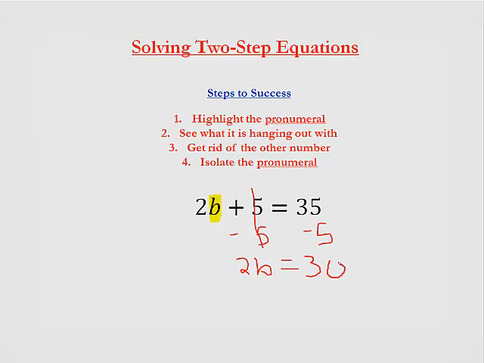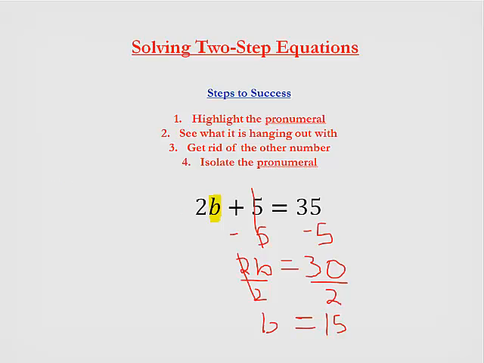Now b is being multiplied by 2. Inverse operations, divide by 2 on both sides, remember. 2 over 2 is equal to 1b, or just b. And b is equal to 30 divided by 2, which is 15. Now substituting the 15 back into the original problem, 2 times 15 is 30. 30 plus 5 is 35, so we have the correct answer.